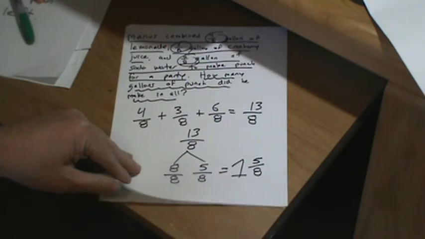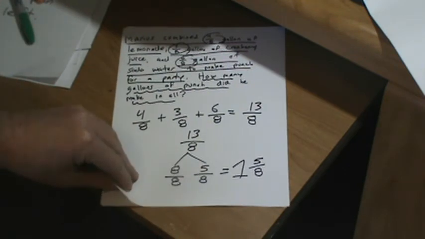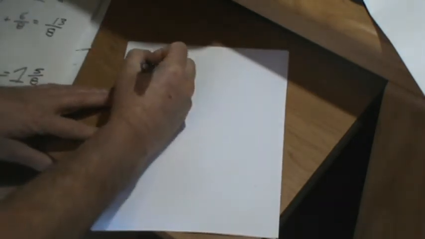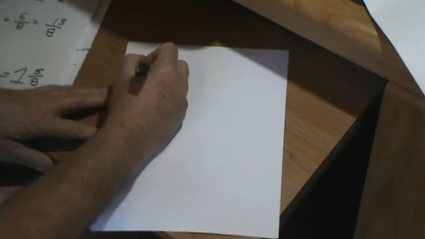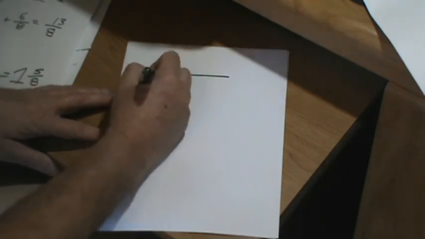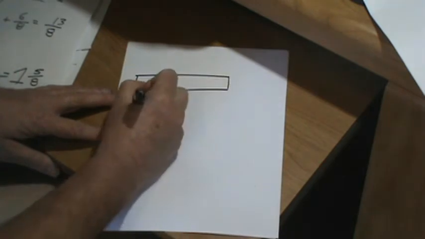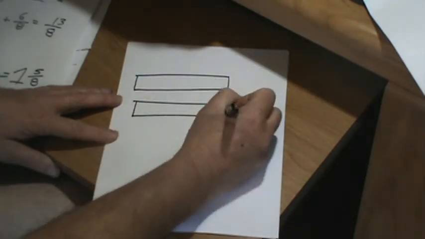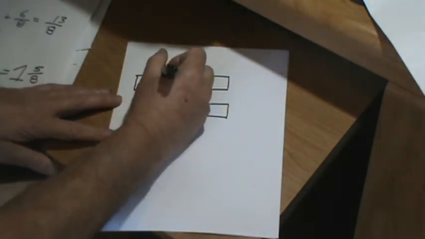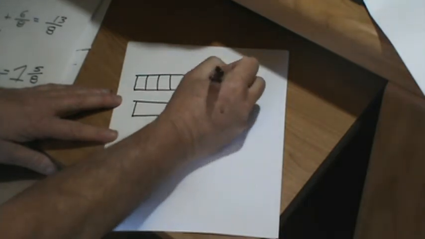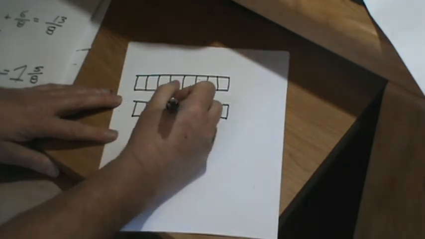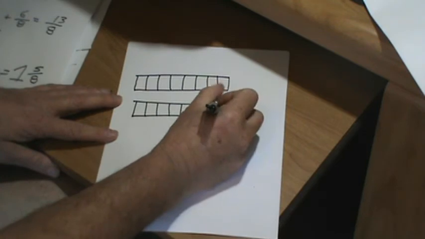Now let's go ahead and prove that using a tape diagram. Follow along with me, please. And if I'm moving along too fast, you can always pause the video. So I'm going to go ahead, since it's 1 5/8, I'm going to make 2 tape diagrams, and I'm going to put them into 8 units. 1, 2, 3, 4, 5, 6, 7, 8. 1, 2, 3, 4, 5, 6, 7, 8.